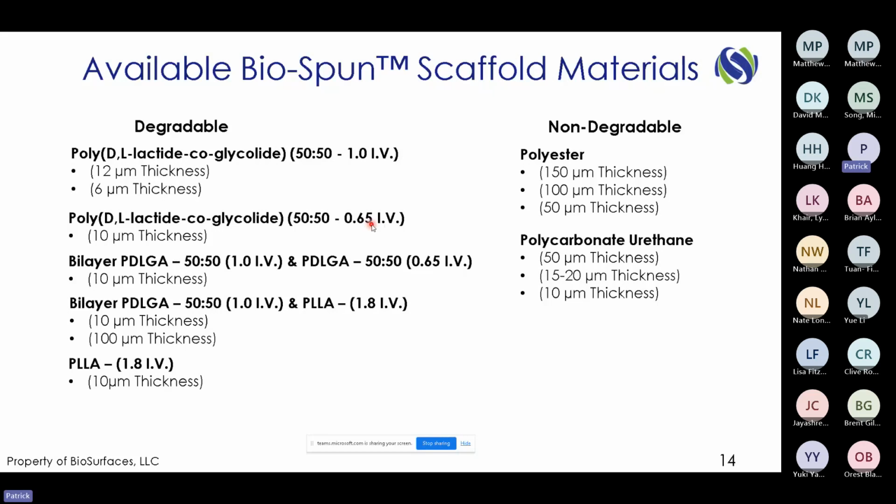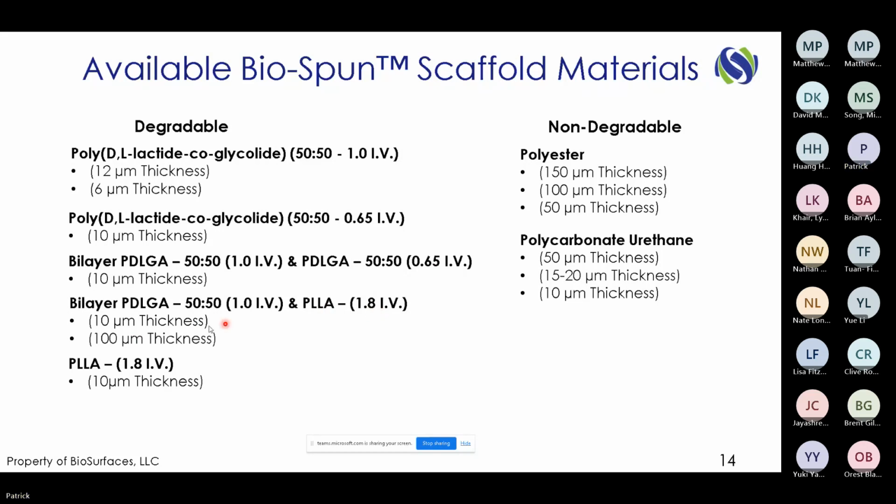We also have bilayers made out of a mixture of the 1 and the 0.65 intrinsic viscosities, which will give you blended properties. Part of it's going to be degrading a little bit faster, and you'll have a more open mesh still remaining that will last for a longer period of time. And then likewise, a similar scenario where we mixed the PDLGA with polylactic acid, which has a higher intrinsic viscosity and also has a much slower degradation rate.